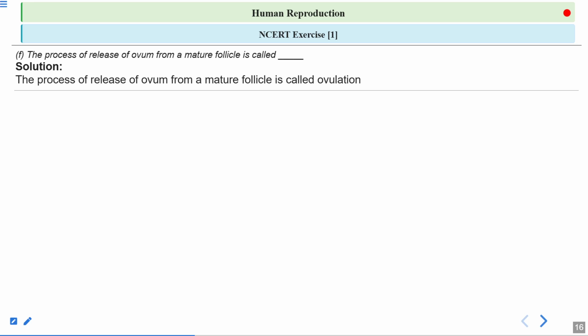And what stimulates the release of this ovum from the mature follicle? So this is a hormone known as the luteinizing hormone. So luteinizing hormone, which is released from the anterior pituitary, this hormone triggers the rupture of the Graafian follicle and it causes the release of the egg from this follicle.